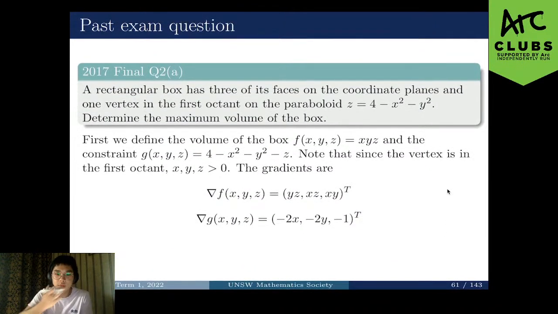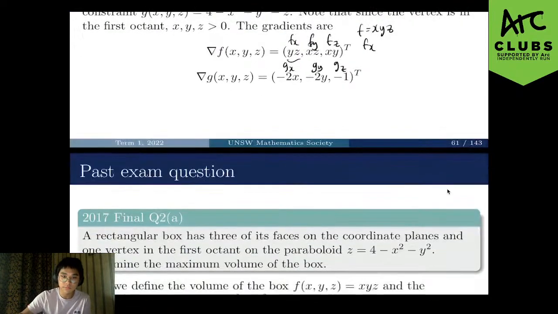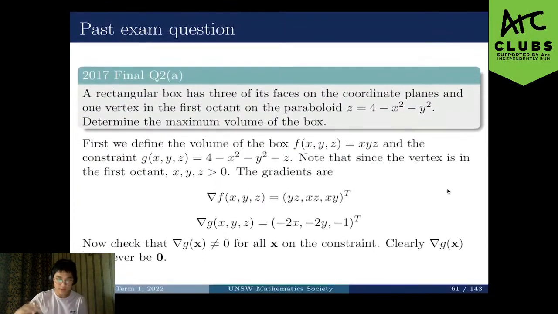Okay, so now we know we have to find the gradients of f and g, or the constraint. So here we've calculated this. So just for the first one, since f is equal to xyz, yz is essentially fx, and this is fy and fz. Here's gx, gy, and gz. And now check that the gradient of the constraint is not equal to 0. And since we have a -1 here, this is never going to be true.